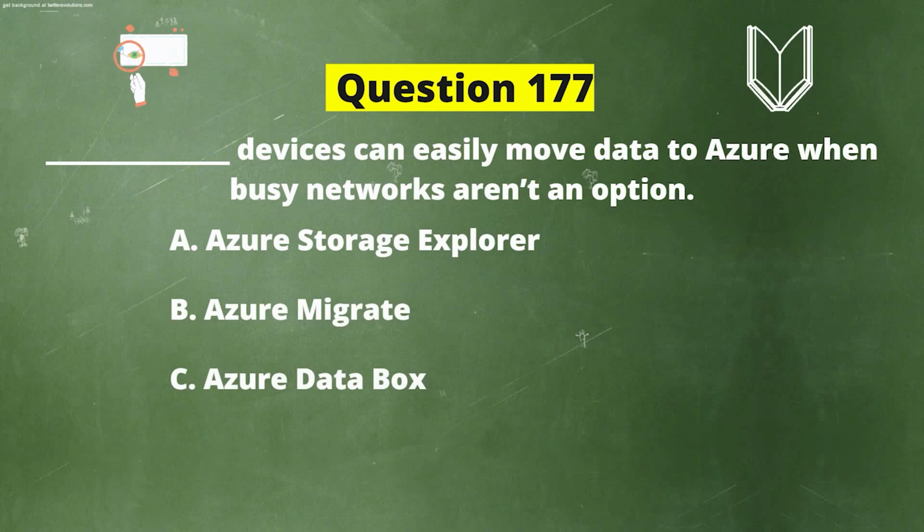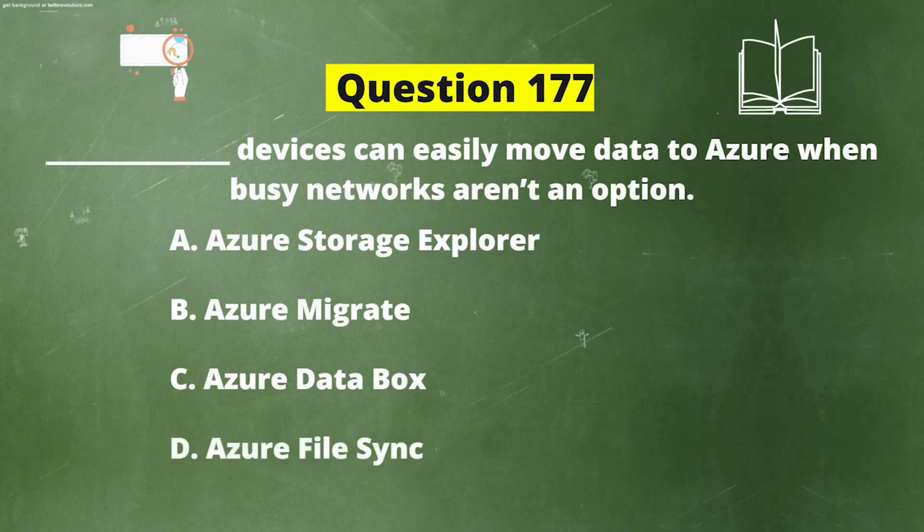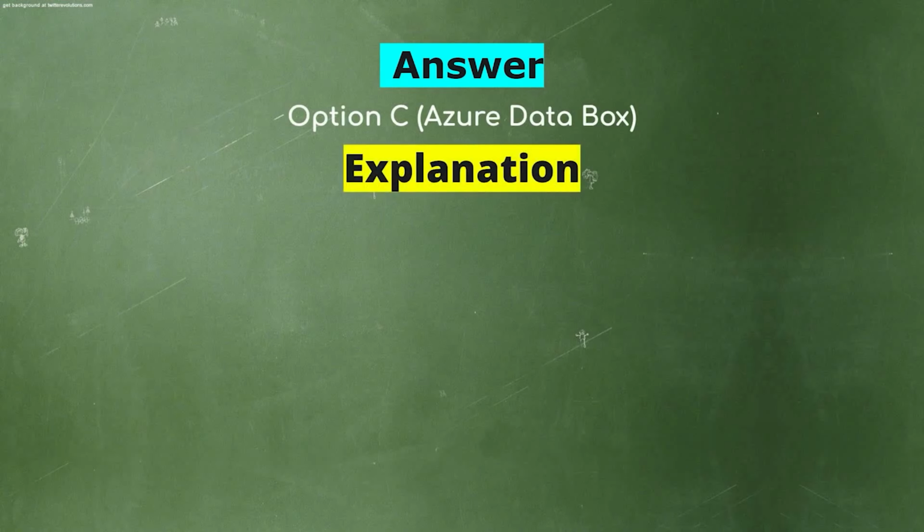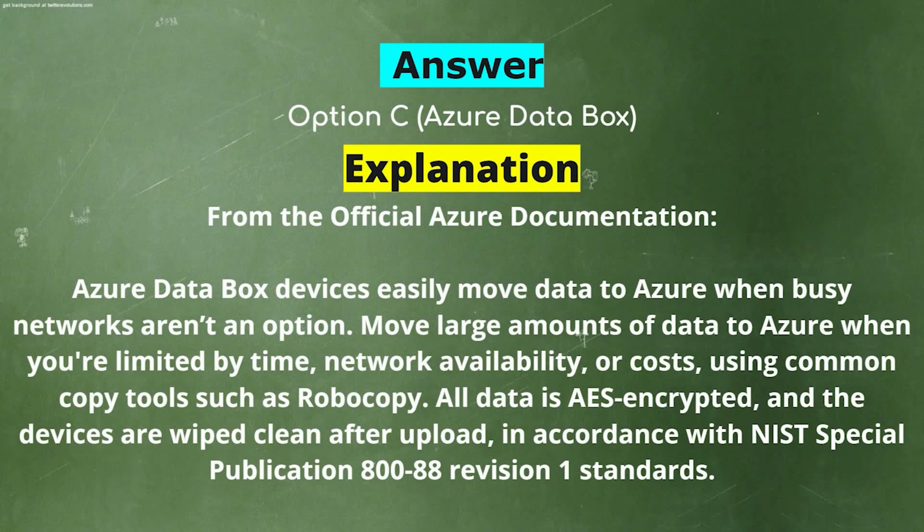Azure Data Box, D. Azure File Sync. And the correct answer is option C, Azure Data Box. Explanation. From the official Azure documentation, Azure Data Box devices easily move data to Azure when busy networks aren't an option. Move large amounts of data to Azure when you are limited by time, network availability, or cost using common copy tools such as RoboCopy.